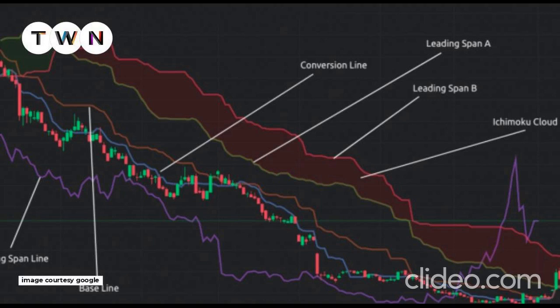Confirmation. Use the Chikou span to confirm trades. For a long trade, the Chikou span should be above the price action from 26 periods ago, and for a short trade, it should be below it. A breakout above or below the cloud can signal a new, stronger trend. Thicker clouds indicate a stronger support or resistance level.